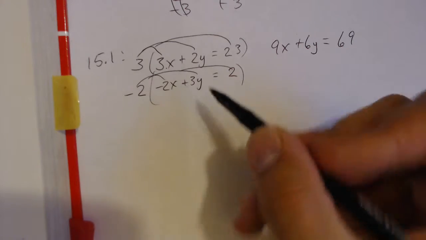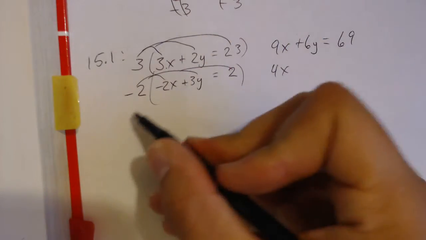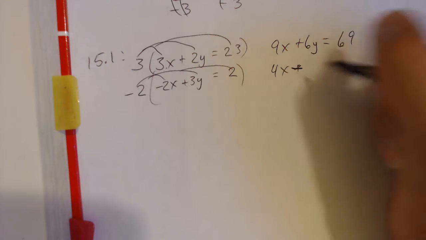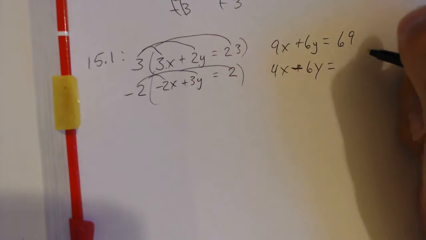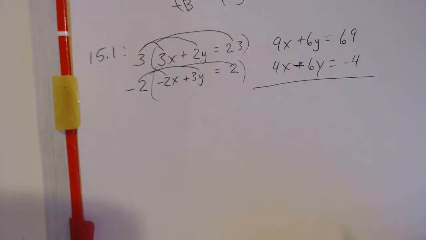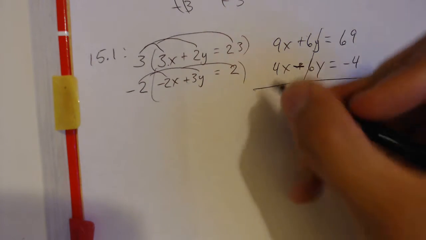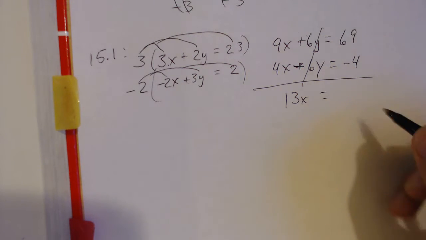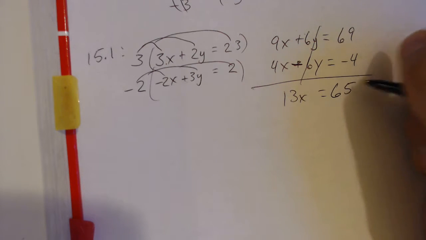And then the bottom equation, negative 2 times negative 2x gives us positive 4x. Negative 2 times 3y gives us negative 6y. And negative 2 times positive 2 gives us negative 4. So here we've got a positive and a negative. When we add, these are going to cancel. 9x plus 4x gives us 13x. And then 69 minus 4 gives us 65.